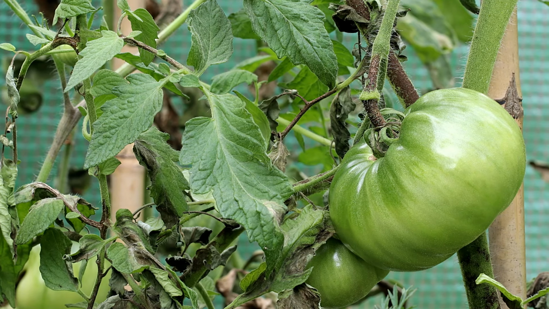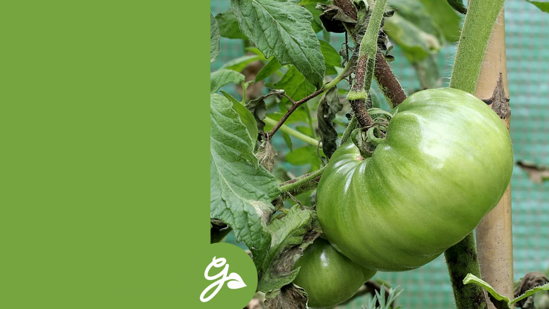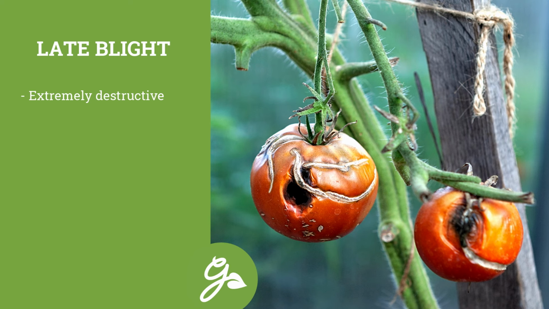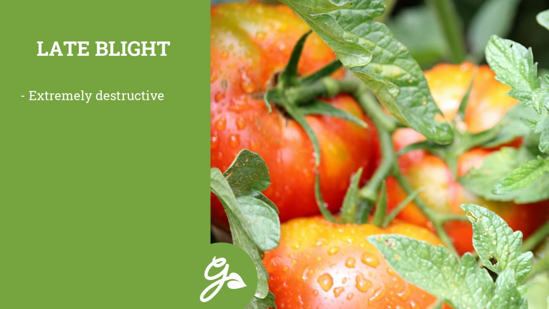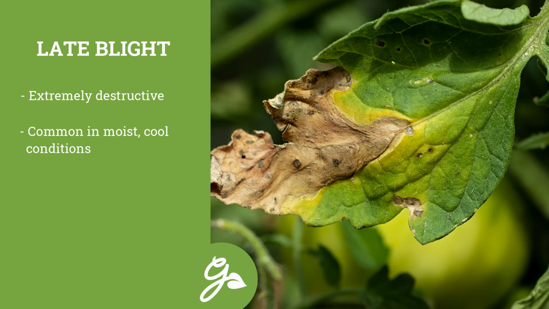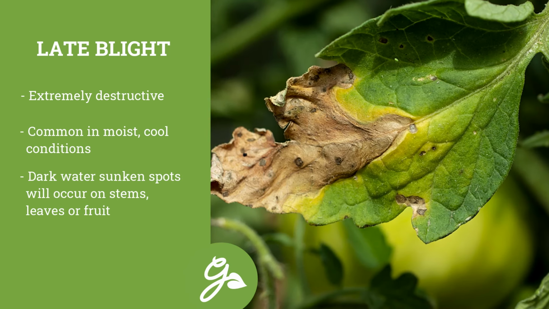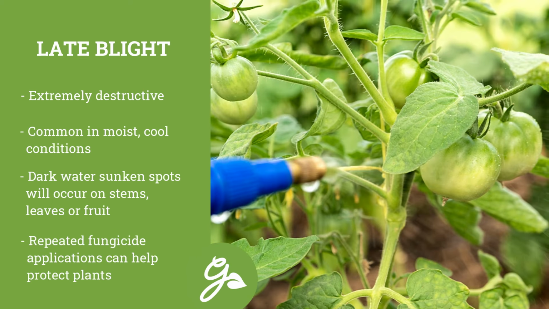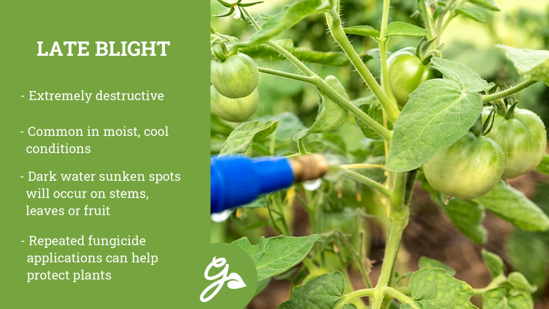Late blight is more rare and affects both tomatoes and potatoes, but it is also most destructive. It can destroy a crop within just days. Late blight usually occurs when late season temperatures are cool and the dew is heavy. Small lesions that resemble dark, water-soaked spots will appear on the stems, leaves, or fruit. Repeated fungicides throughout the growing season can help protect from late blight.